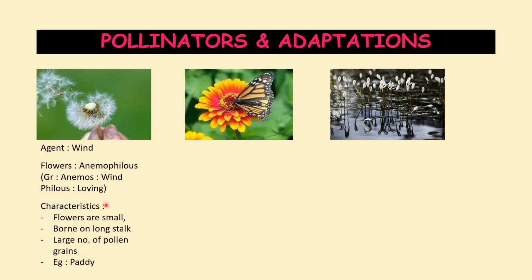For this, the flowers are small. They are borne on a long stalk so that when the wind blows, the flowers are able to move, and then they can produce a large number of pollen grains. That is because a lot of these pollen grains might get lost when the wind is carrying them. Example of wind pollination is paddy plants.